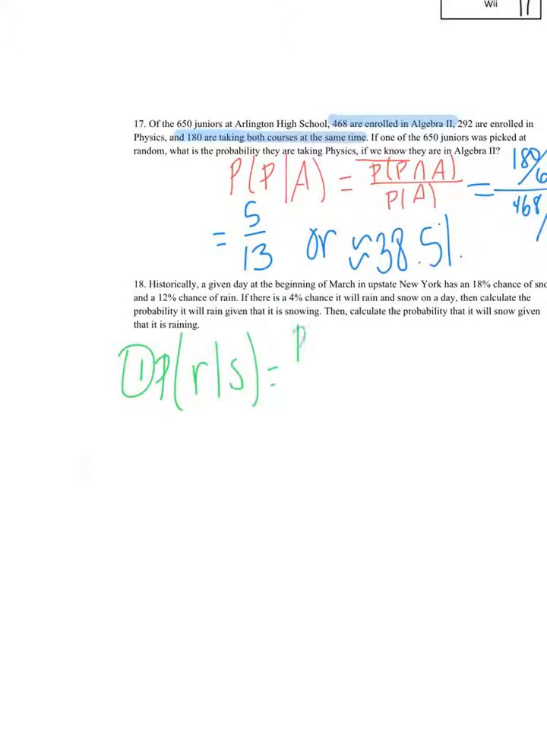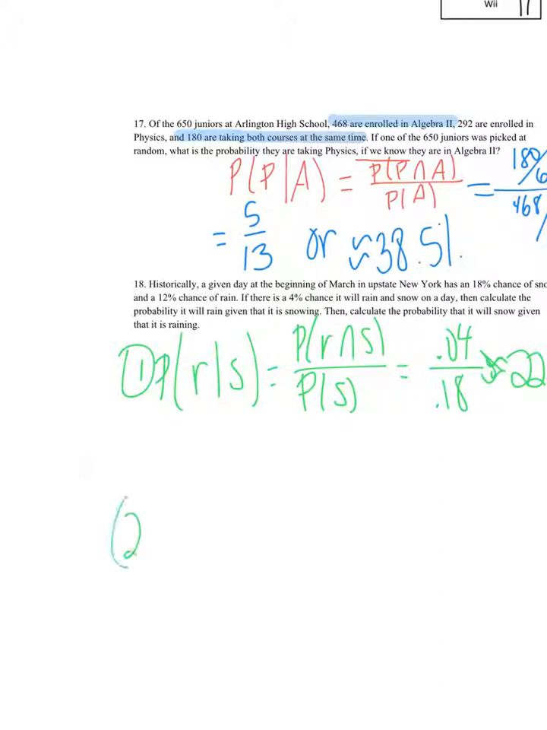So this is the probability of rain and snow divided by the probability that it will just snow. So rain and snow is 4%, or 0.04, divided by the probability that it will snow, which is 0.18. So 0.04 divided by 0.18 gives me about 22.2%.